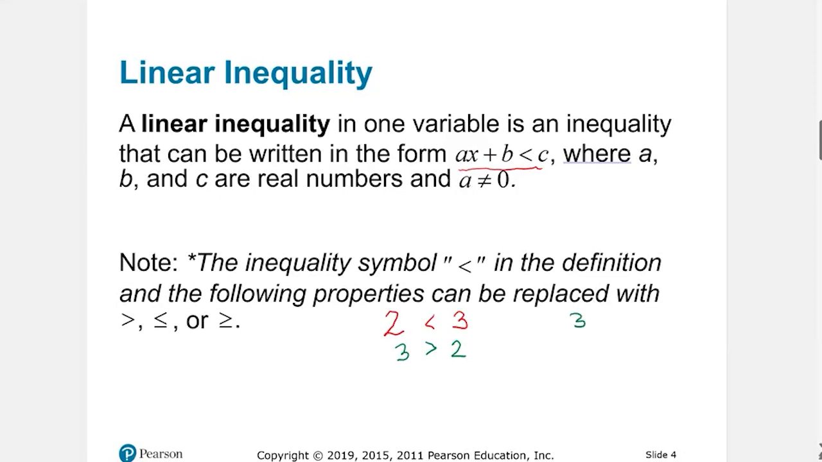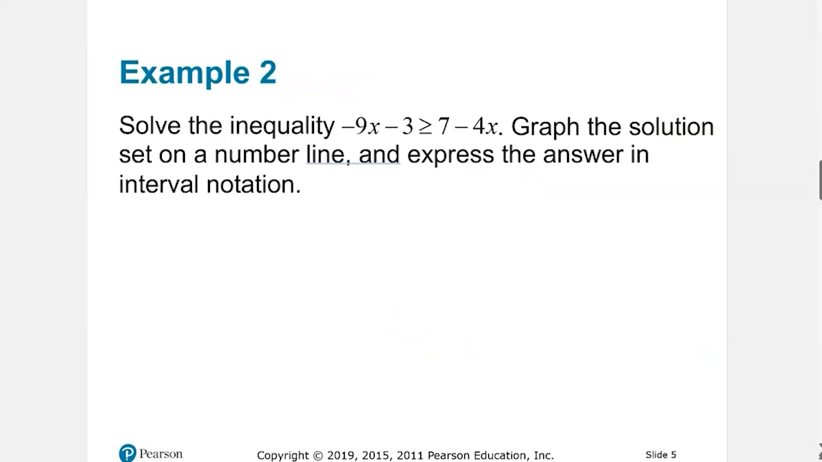So 3 is less than or equal to 3. That's a true statement. This is true. 3 is less than 3 is false. 3 is not less than 3. It's equal to 3. So hopefully that explains a little bit more about inequalities.